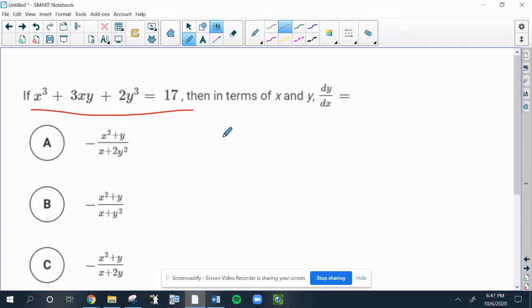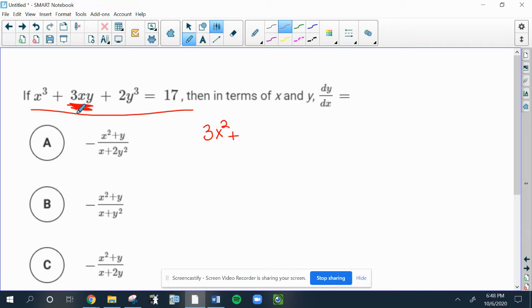So we're going to use implicit differentiation. So remember, all the x's here are derived as normal. All the y's are chain rules. So the derivative of x cubed is 3x squared. That's easy. Plus. Now this is a product. Be very careful. People tend to forget or miss products when you're doing this.